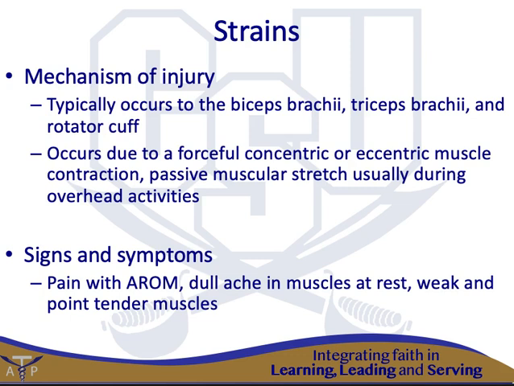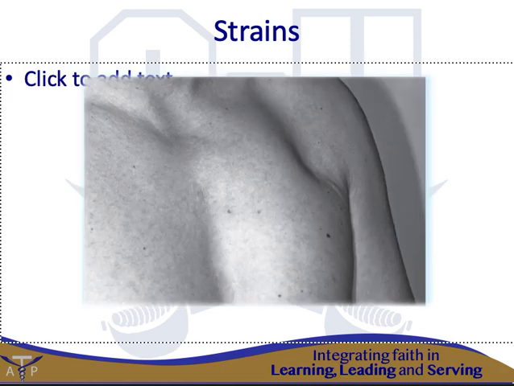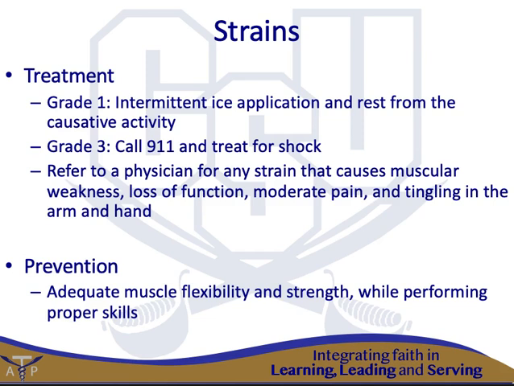Signs and symptoms, we have pain with active range of motion. It occurs with active range of motion because strains occur within the musculature. We may have a dull, achy feeling at rest, weak musculature, and point tender in some areas of the muscles. We can see here in this picture, this is a pectoralis major strain, where you can see that divot that occurs if it is a grade 3 strain that is not attached anymore, and it kind of divots because it's balled up within the muscle belly.